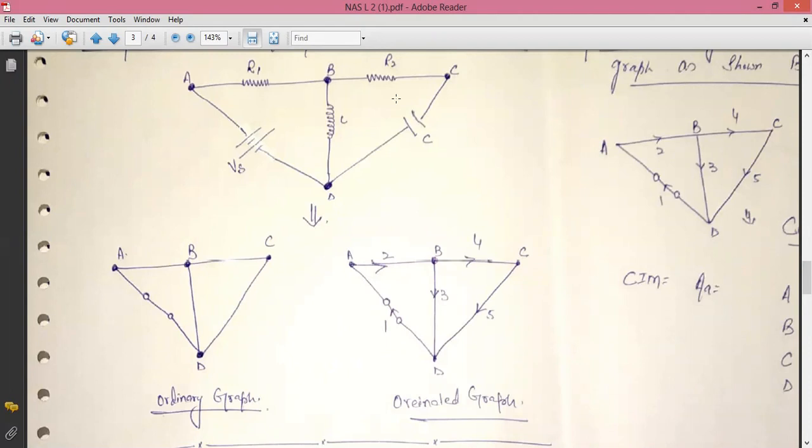The only difference between the ordinary graph and the oriented graph is that in an ordinary graph, the direction of the current is not mentioned or not marked. But in case of an oriented graph, the direction of the current is marked. Now you can see in this circuit current flows from high potential to low potential.